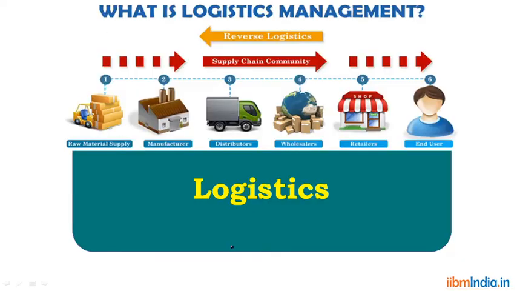So what is logistics? Logistics is the flow of goods from the point of production to the point of consumption. There are numerous things we cover under logistics. Just like in this image, you can see it starts from raw material suppliers to manufacturers, distributors, wholesalers, retailers, and finally the end user. The consumer is the end user. Sometimes there might be certain reverse logistics also.